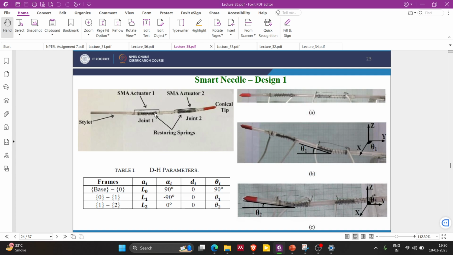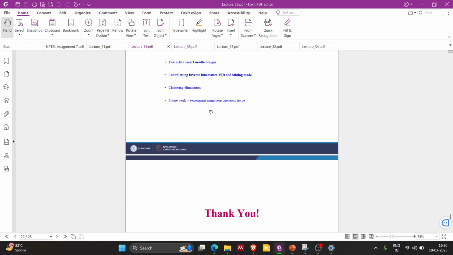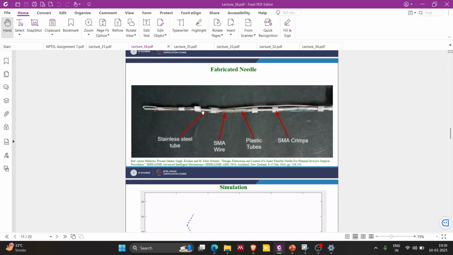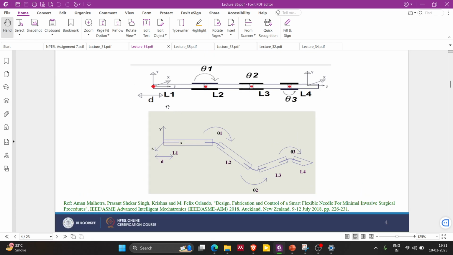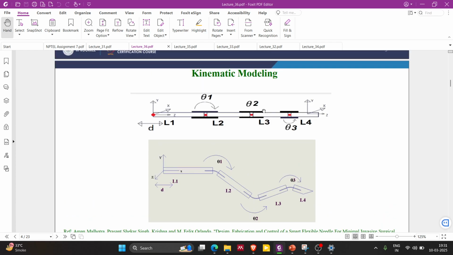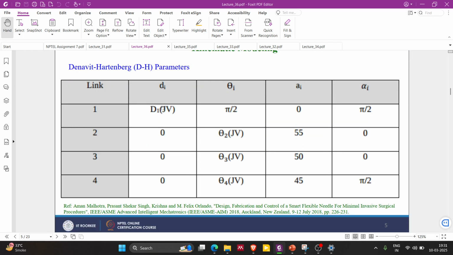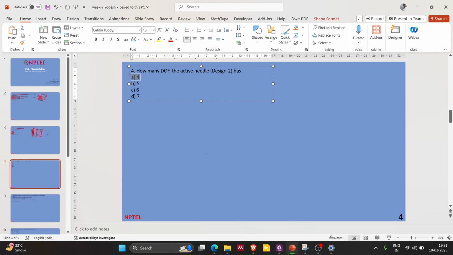But in the question, they wanted to know the degrees of freedom for design two. For design two, we need to go back to design two. What they have used is a prismatic joint, T, and three revolute joints, theta one, theta two, and theta three. So it's a 4 degree of freedom needle, and this is the DH parameter for that. So A is your answer.